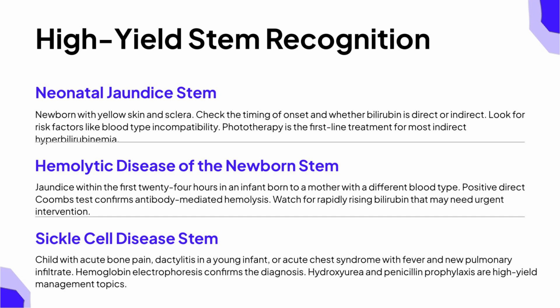For sickle cell disease, you will see a child presenting with acute bone pain, dactylitis in a young infant, or acute chest syndrome with fever, chest pain, and a new infiltrate on chest imaging. Hemoglobin electrophoresis confirms the diagnosis, and the boards heavily test preventive measures like hydroxyurea and penicillin prophylaxis.